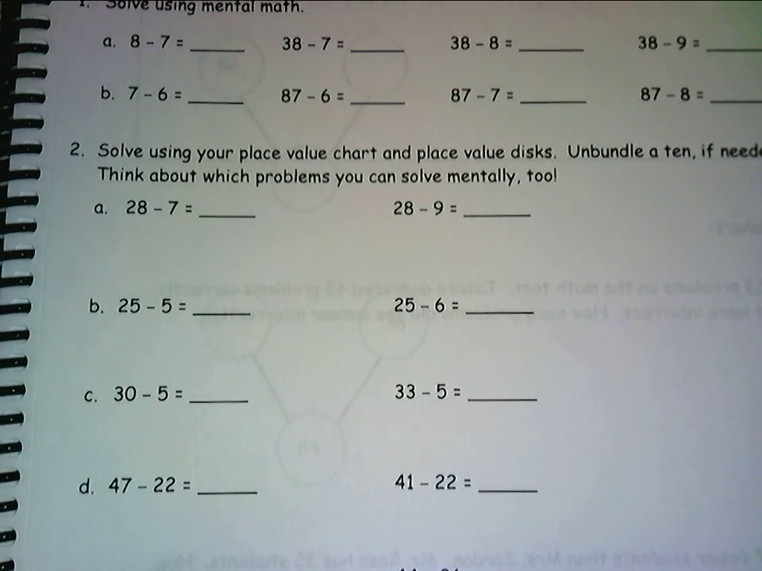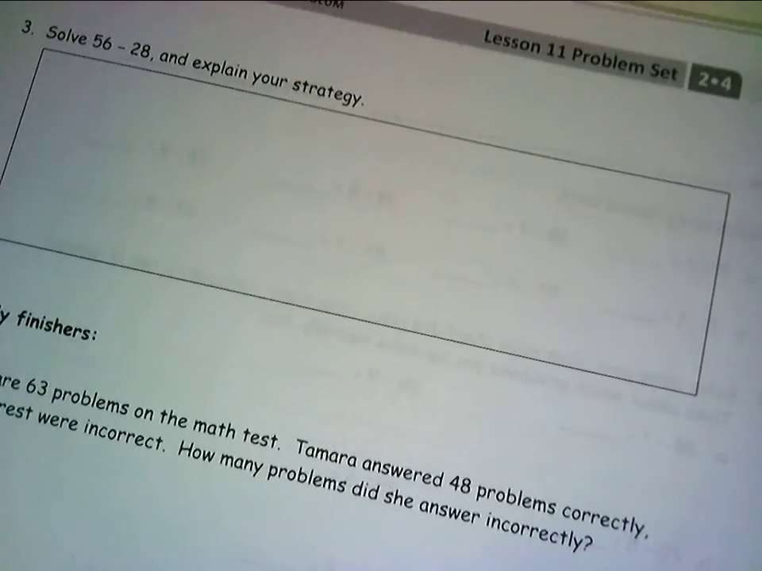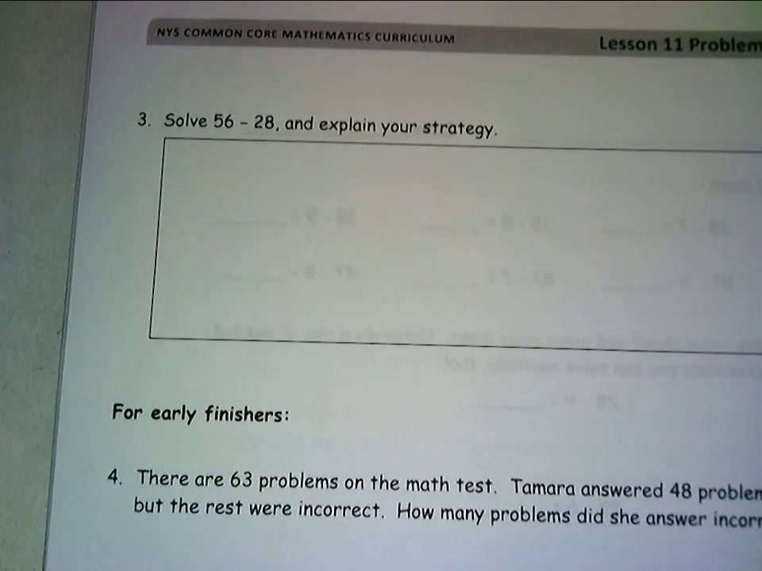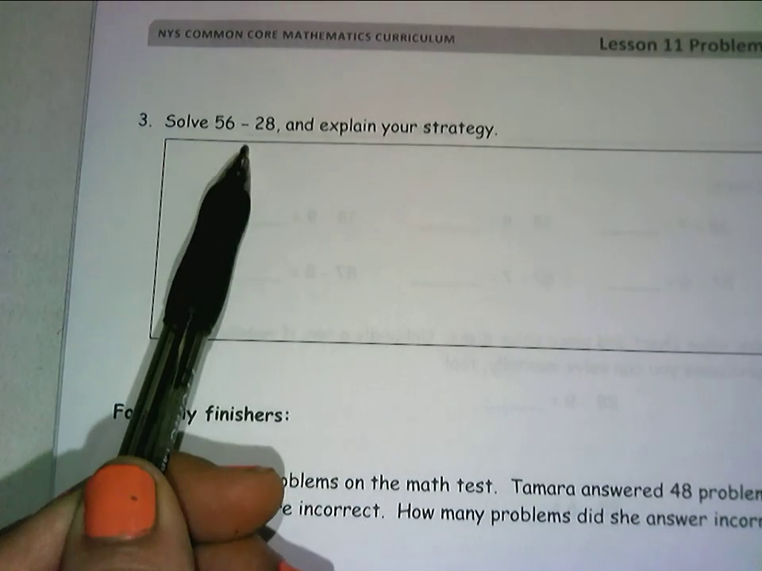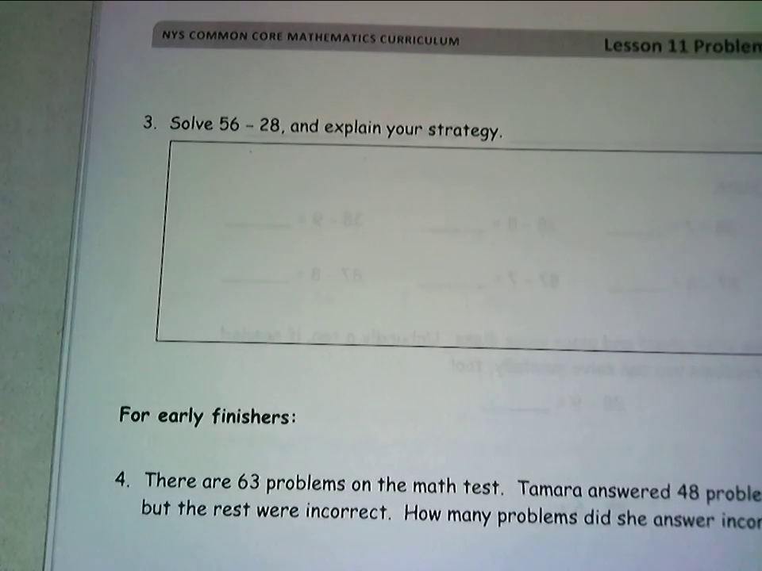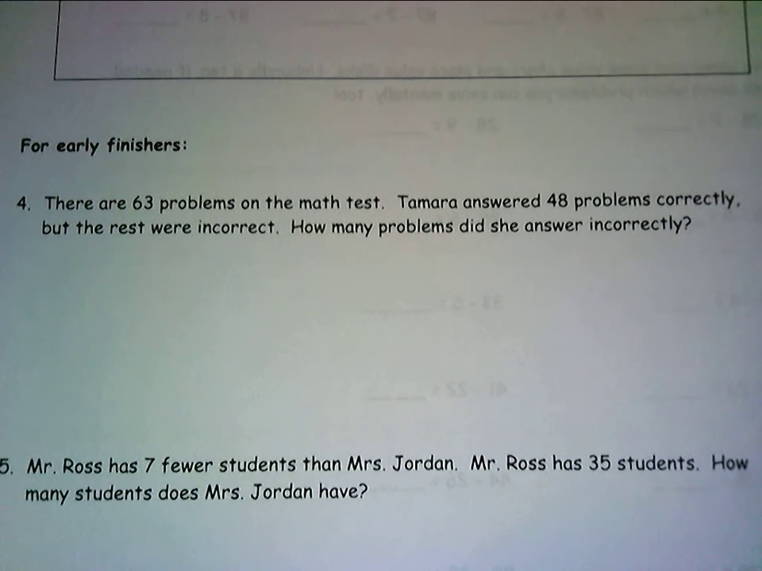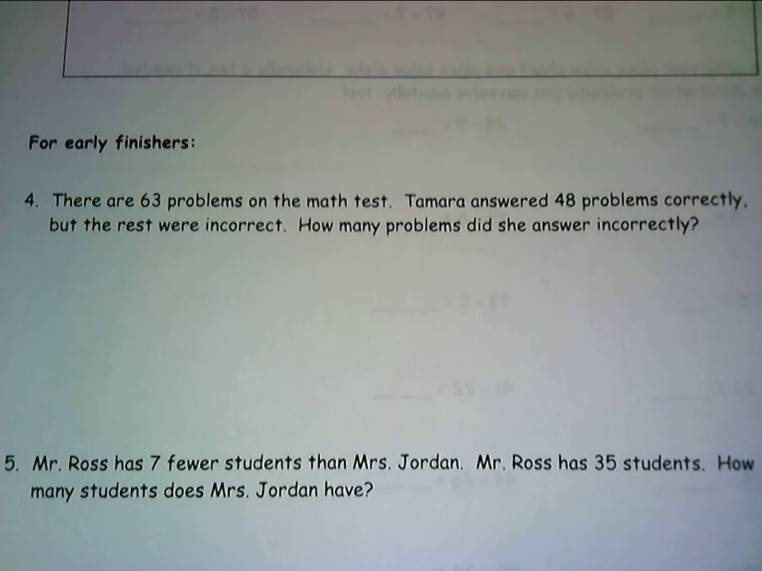And then on the back, if you get to the back, number 3, solve 56 minus 28 and explain your strategy. You're going to explain in words how you solved it. And then you're going to do the word problems if you finish that part, number 4 and number 5. Please show your work. Okay?